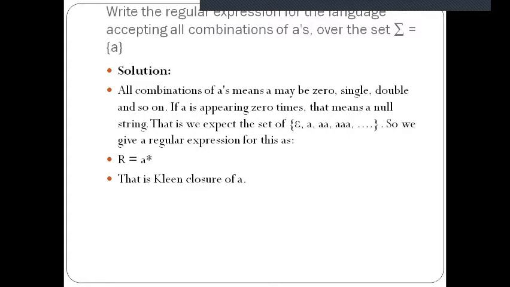Now we are going to see an example for writing a regular expression. Write the regular expression for the language accepting all the combinations of A's over the set sigma equal to {A}. So it's all the combinations of A. You have to start from empty: empty, A, and likewise any number of A's. If it is zero or more occurrences, automatically we know that it is A star, which is the Kleene closure. So the answer is R equal to A star, that is the Kleene closure of A.